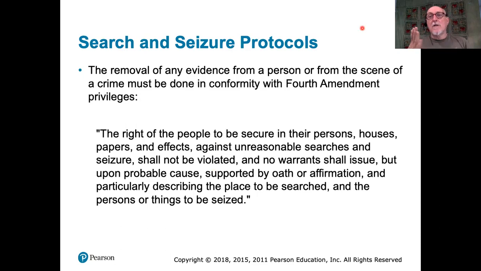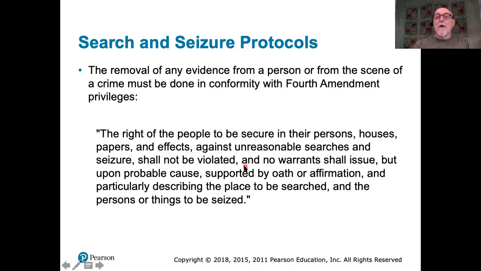And these are largely governed by the Fourth Amendment, by privileges conferred on all of us by the Fourth Amendment, which states that the right of the people to be secure in their persons, houses, papers, and effects against unreasonable search and seizure, and that is the critical phrase there, shall not be violated. No warrant shall issue but upon probable cause.